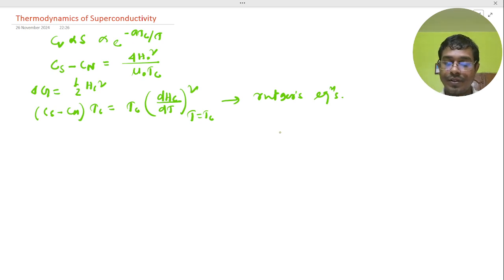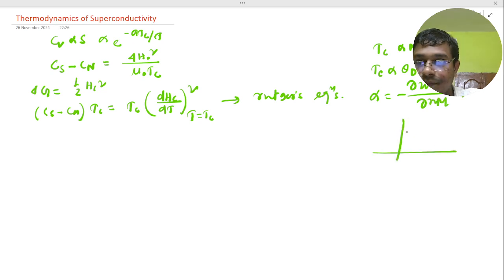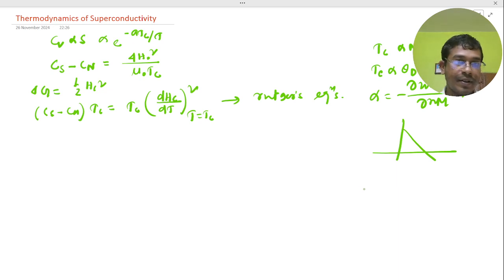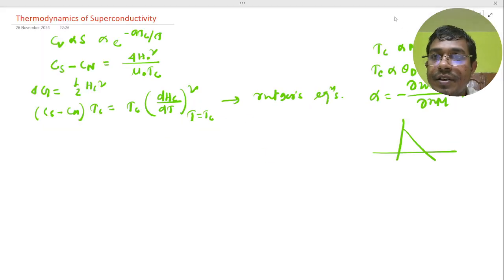And we have already discussed the isotope effect, where the critical temperature is proportional to m to the power minus half. This is important for NAT type questions in the GATE exam, theta D proportional to m to the power minus half, and alpha is del ln Tc by del ln m. We just plot this graph, the isotope effect coefficient.